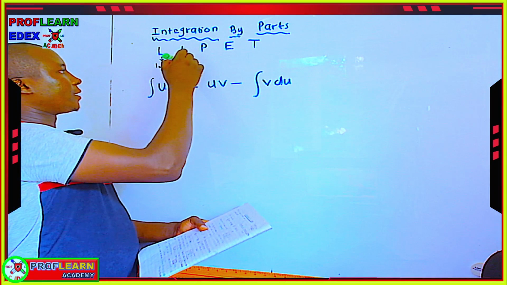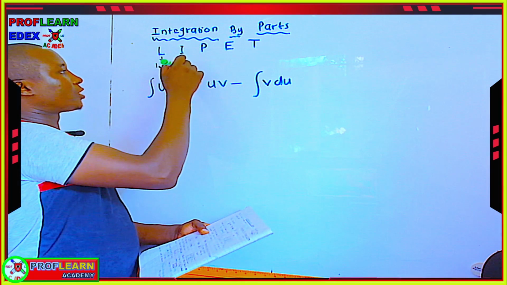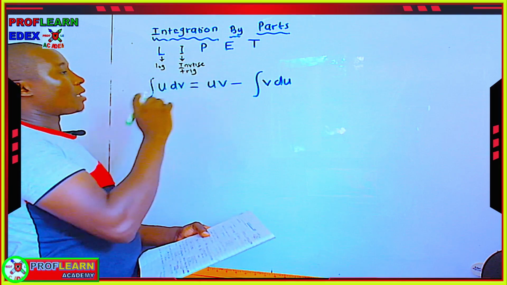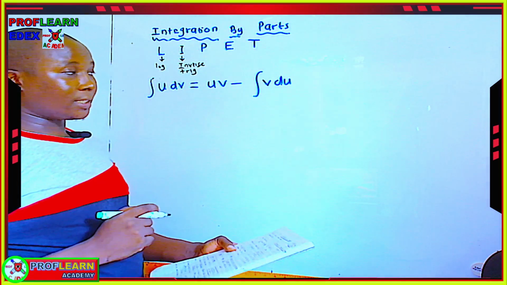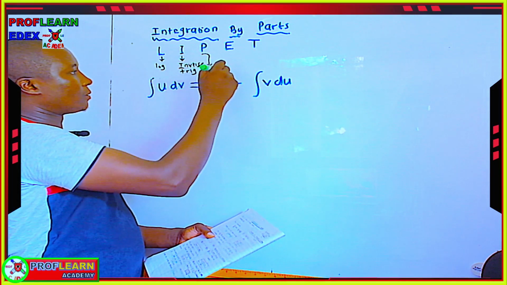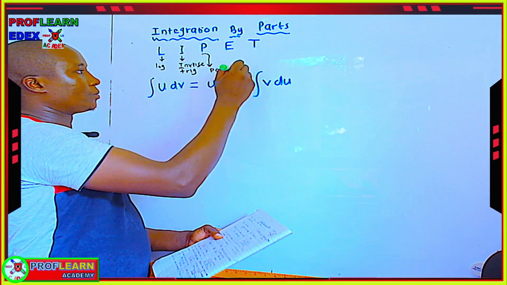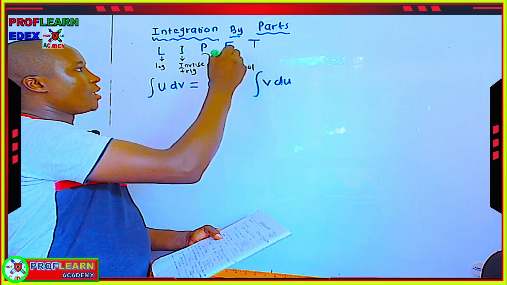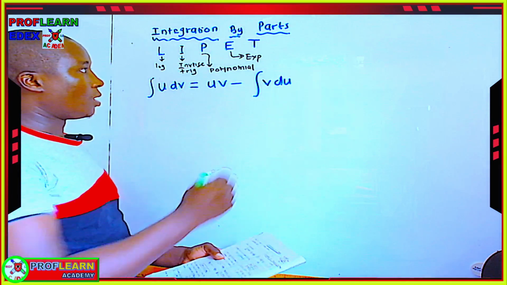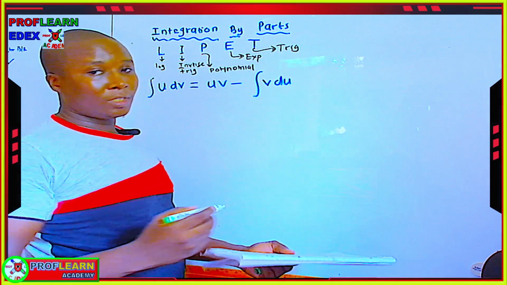And if you see inverse trig appearing first there, you are going to assign it as U. If you see a polynomial, you can assign it as U. If you see an exponent, you can assign it as U. And if you see a trigonometry, you can assign it to U as well.